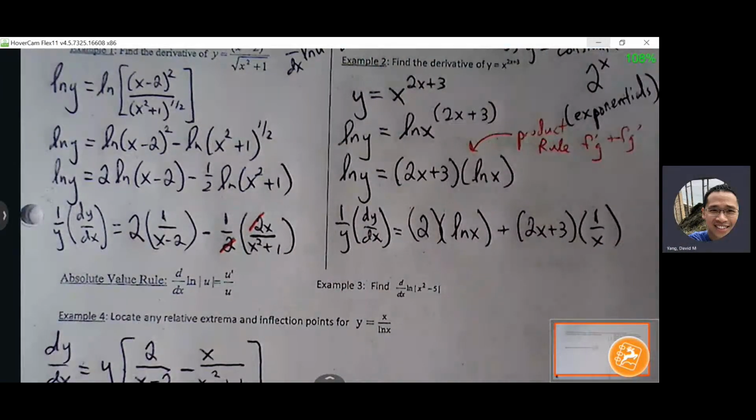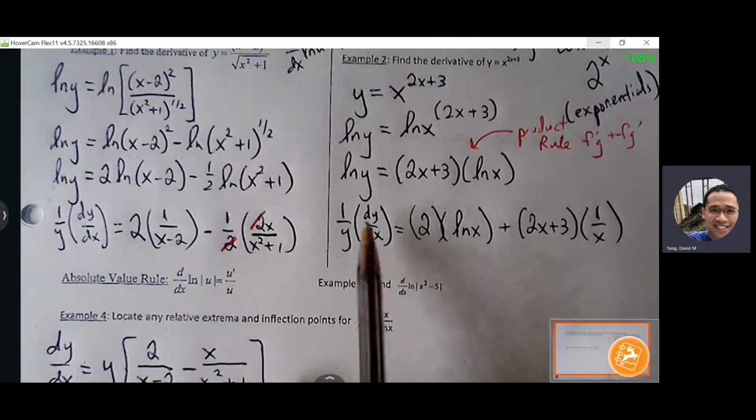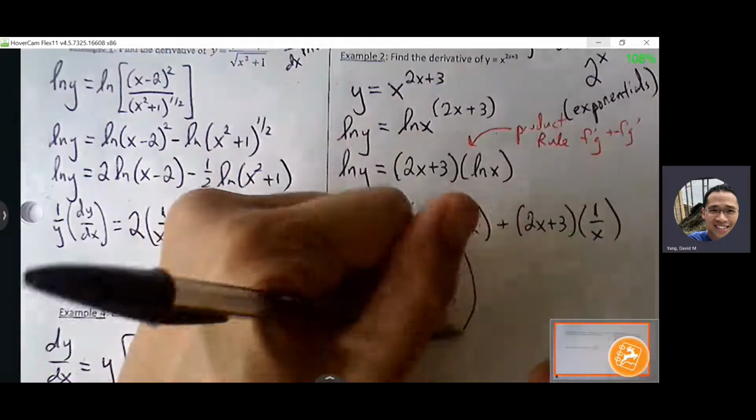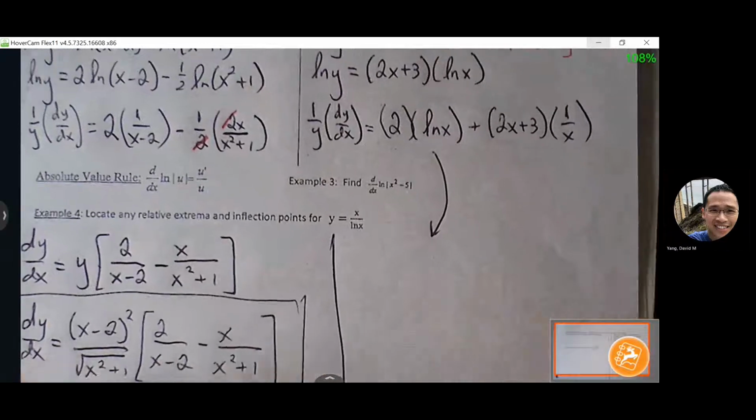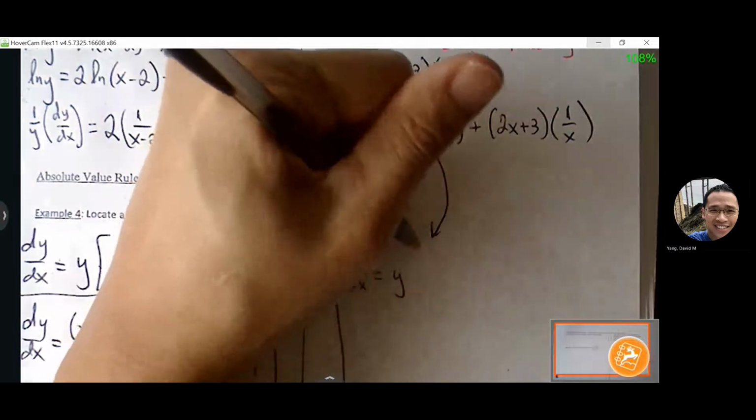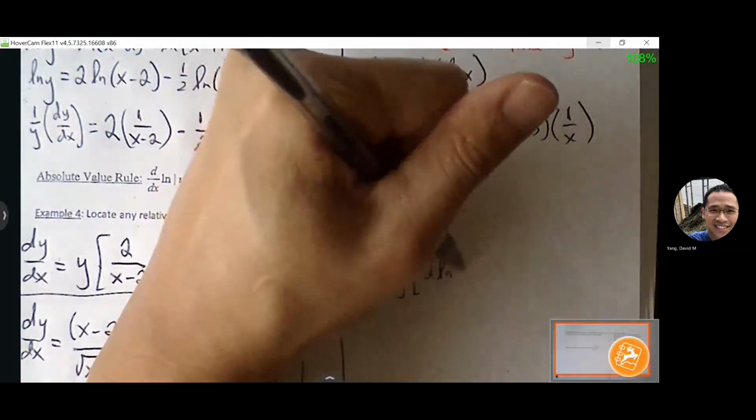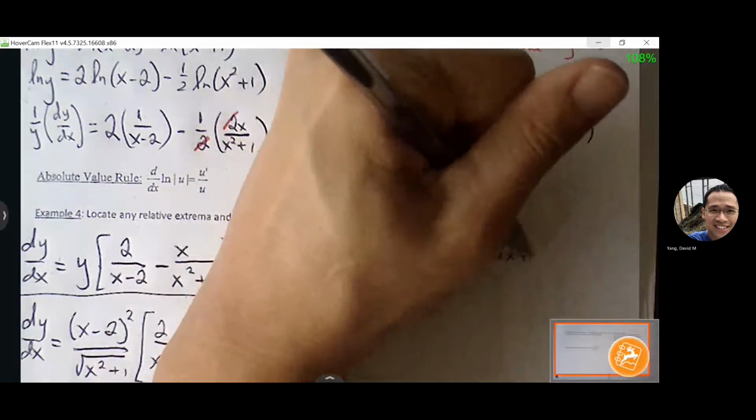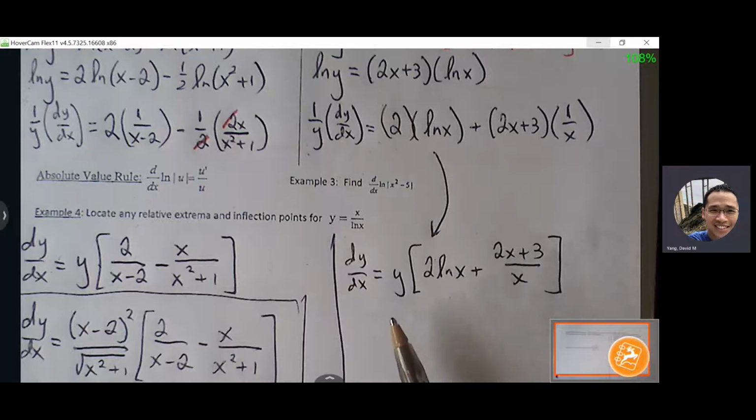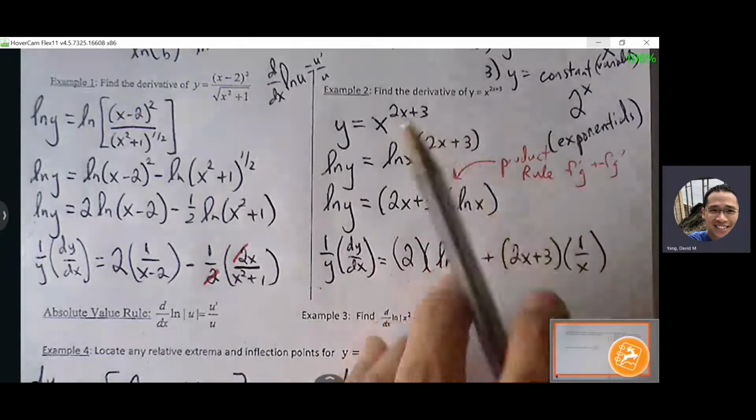All right, so we have our derivative, basically. We just have to move the y to the right side, get that dy dx by itself, and replace the y back in terms of the original variable. So again, I'm going to use the space below. Okay, and then replace the y back in terms of the original variable.